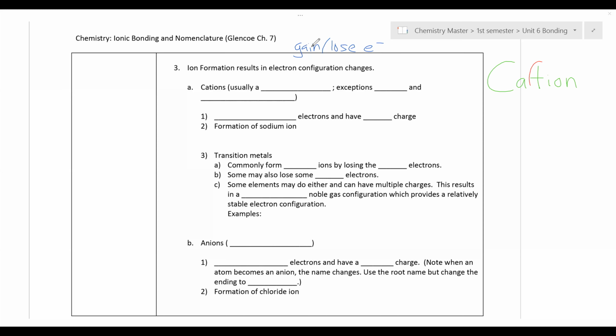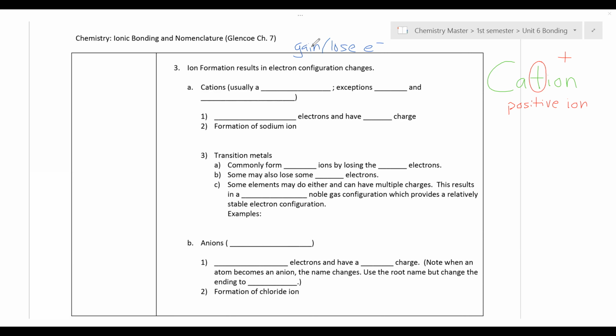Excellent. The T looks like a plus sign. Okay, this looks like a plus sign. So this is the positive ion. Okay, cations are positive ions. Now I want you to think about this.